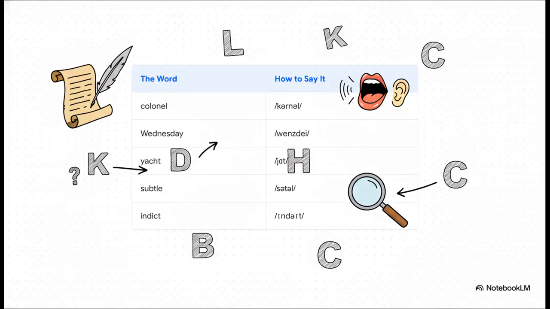Seriously, where does the R sound in Colonel even come from? Why do we just skip half the letters in Wednesday? And how in the world does yacht make that sound? Or what about the silent C in indict? Don't even try to find a rule here. Just appreciate their beautiful weirdness. These words are true originals, and knowing them is like a badge of honor for any English speaker.